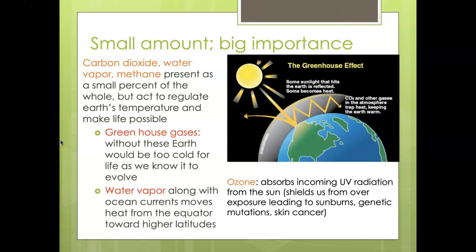There's another gas in the atmosphere called ozone. Ozone is O3. So normal old oxygen is O2, but ozone is O3. It absorbs the incoming UV radiation from the sun. What that does is allows for us not to get big sunburns and skin cancers, right? From too much sun exposure. You should still protect yourself from the sun.